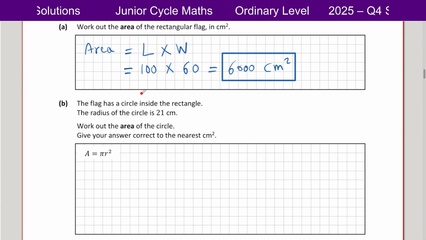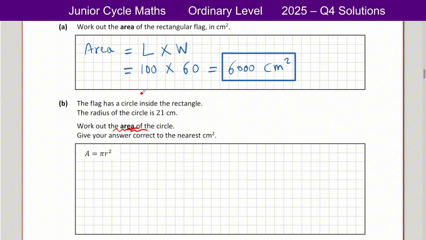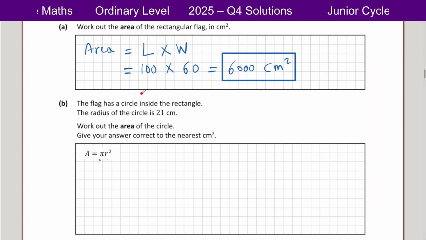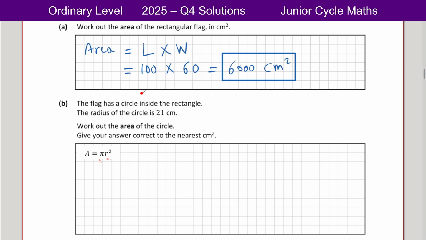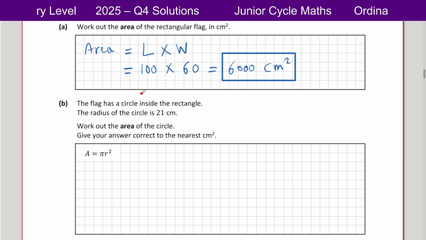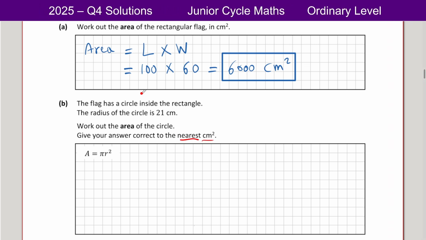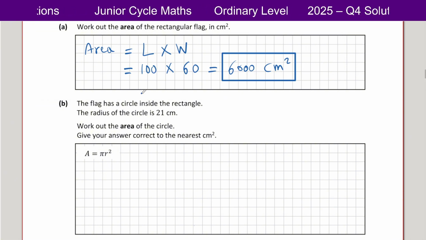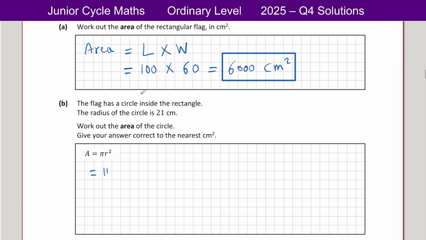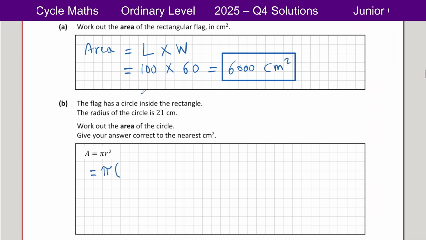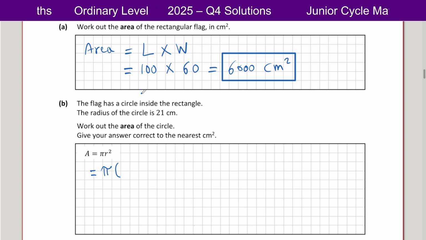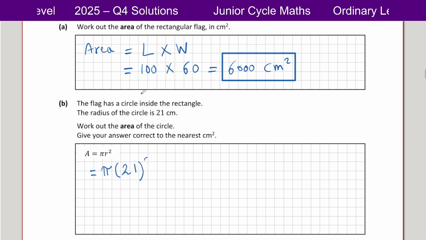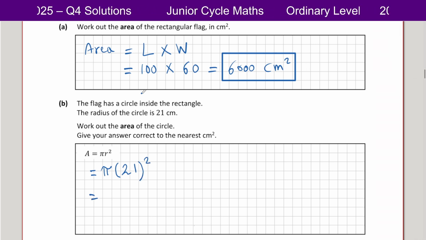We need to work out the area of the circle, and the area formula is provided, which is pi r squared. Also in this part, we need to give the answer to the nearest centimeters squared. So we now use the values to find the area. This is pi, then brackets, r, which is 21, and then squared. So we need to work this out.